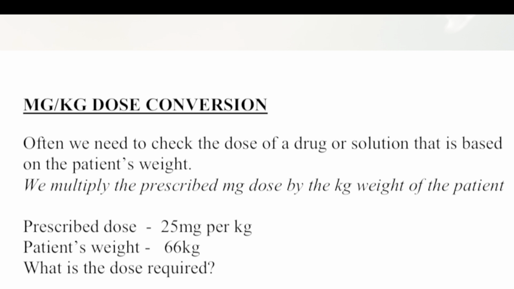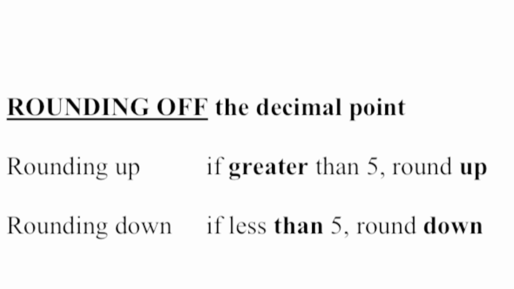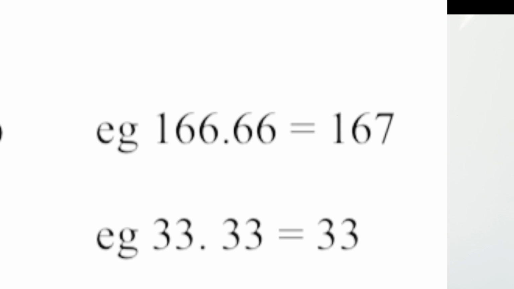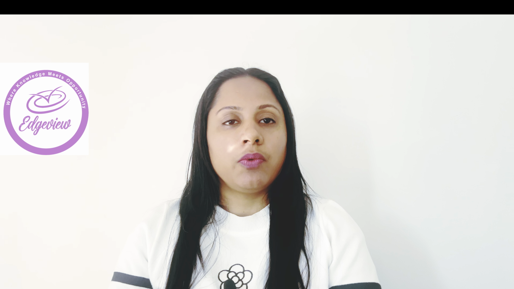The next important tip is rounding off the decimal point. Rounding up: if greater than 5, please round up. For example, if the answer is 166.66, you have to round up to 167. Then rounding down: if less than 5, round down. For example, 33.33, you should round down to 33. So please remember this.